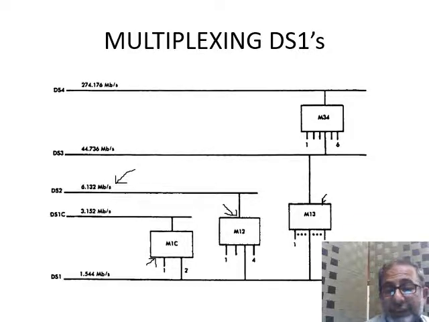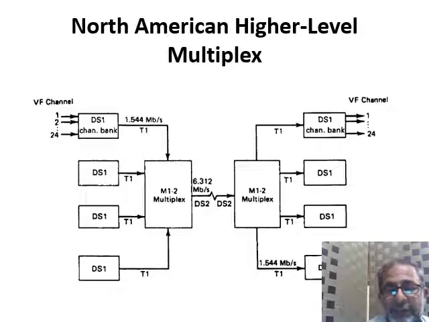If six such DS3 signals are combined together using a multiplexer M34, we get a DS4 format, which consists of 274.176 megabits per second. These are the higher levels which are achieved by multiplexing lower levels of DS1. Now let's see how it is done.